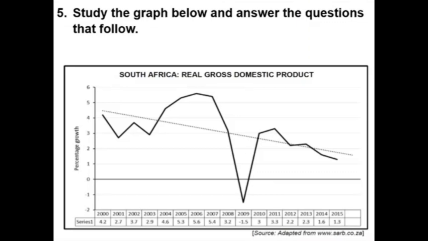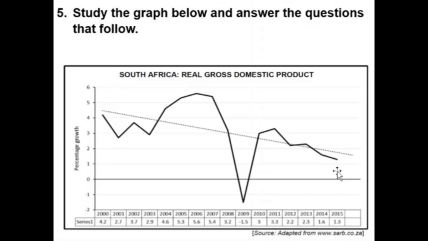You know what's interesting? This teacher just said a few minutes ago that the economy will always grow. What's happening here? Look at this little dotted line over here. It's a downward slope. So since 2000 up until 2015, we can see South Africa has a downward growth trend.